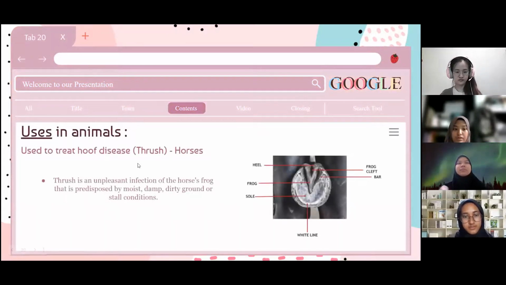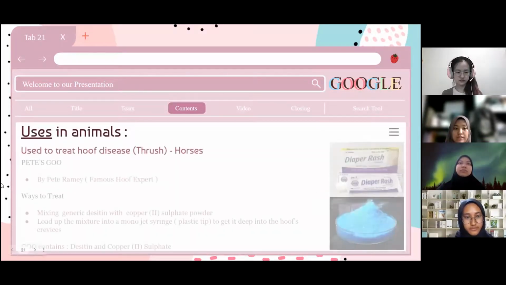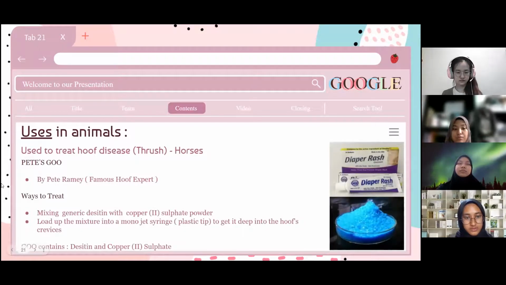Furthermore, copper sulfate also can be used to treat hoof disease, thrush, in horses. Thrush is an unpleasant infection of the horse frog that is predisposed by moist stalls, dirty ground, or stall conditions. Hoof disease can be treated by Thrush Cool. Thrush Cool consists of Desitin and copper II sulfate powder, mixed together and loaded into a monoject syringe to get it deep into the hoof crevices.